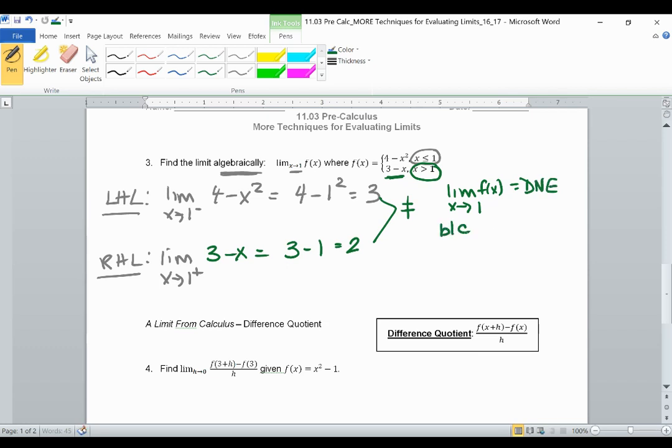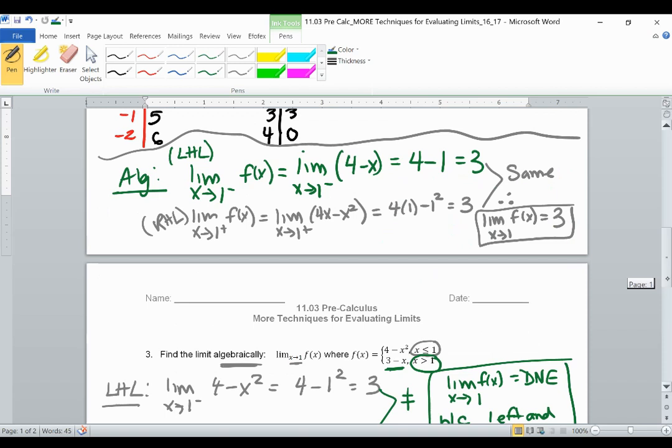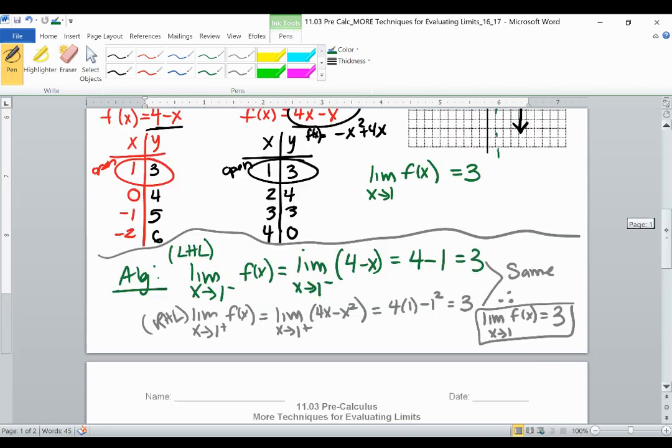Why? Because the left and the right hand limits are not equal to each other. So if you don't get the same thing for the left side and the right side, the limit does not exist. They're not approaching the same number. They're approaching two different numbers, where on the last one, number 2, they were both approaching 3. So then it did exist.